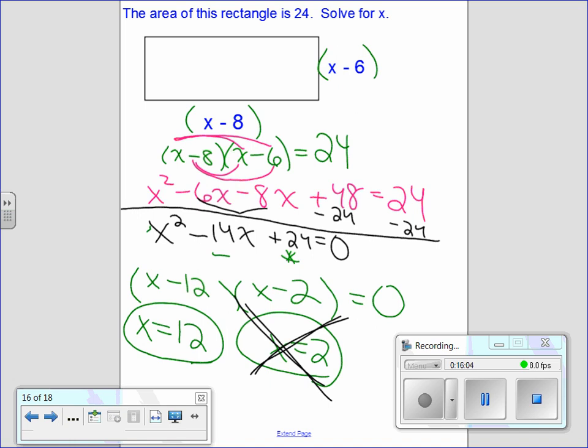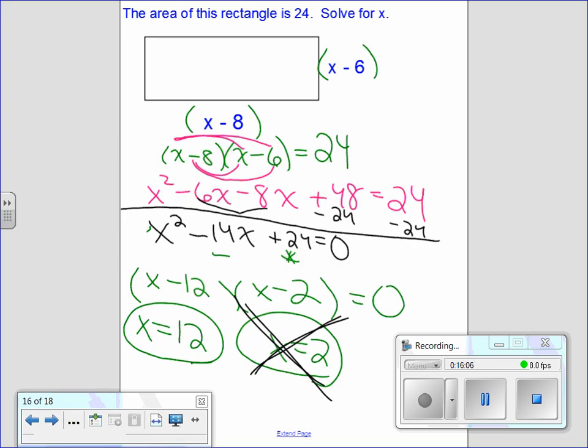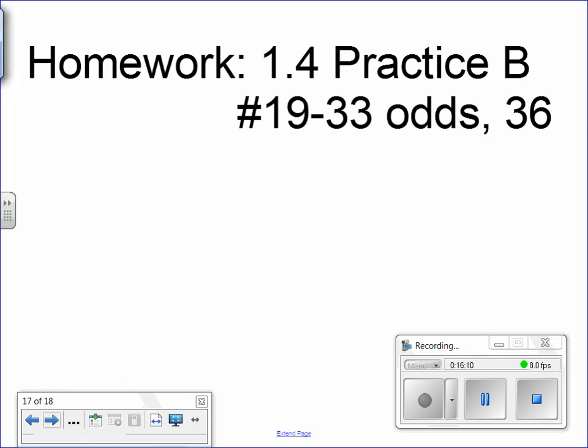Okay? Good. Alright, so we're going to be done, and your homework is on the rest of that paper. It's the bottom half. I actually already wrote it on there. 19 to 33 odds and 36.